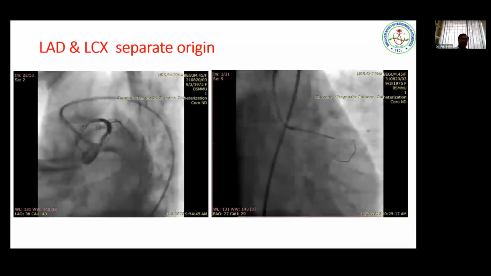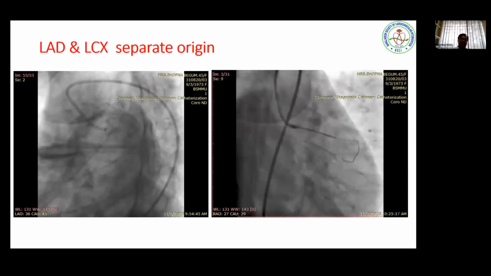Next, another case: there is almost a separate origin. There is a small left main or separate ostia. Which guide catheter?